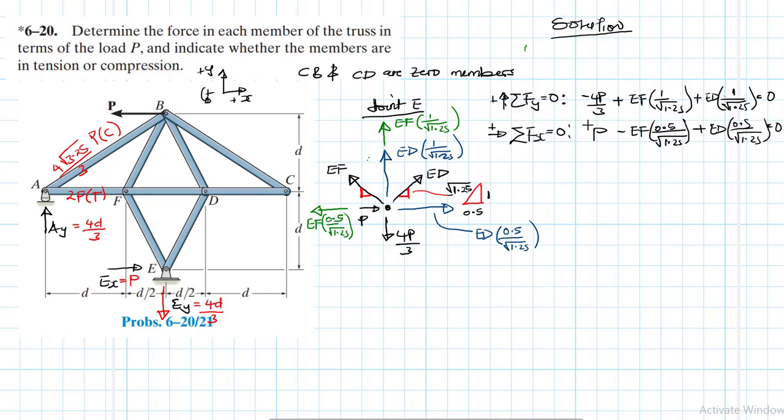So let's solve this simultaneously. So what I'll do is I'll multiply them by 2 and then sum them up. Okay, so this is a substitution method, right? So the top is going to give me minus 4P over 3 plus 2P, and then the second one will be plus 0. Then the third one will be plus 2ED divided by root of 1.25.